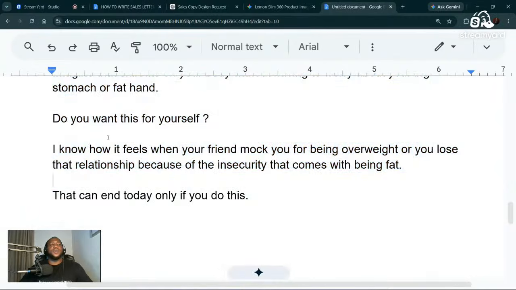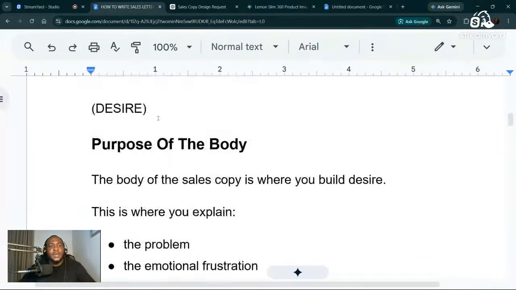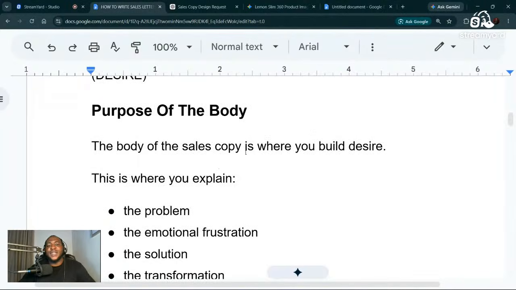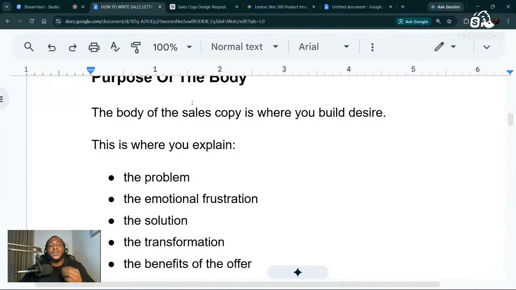Then the next thing we go into is the body of a copy. Now, what is the body of a copy like? Let's see what the body of a copy is like. Now, the purpose of the body of a sales copy is where you build desire.